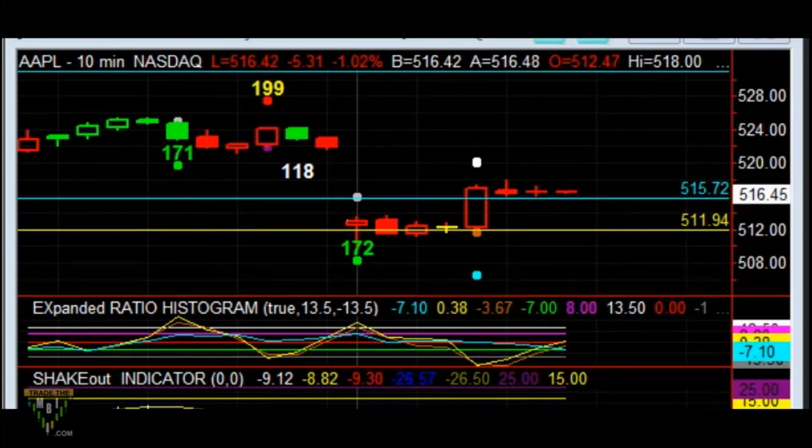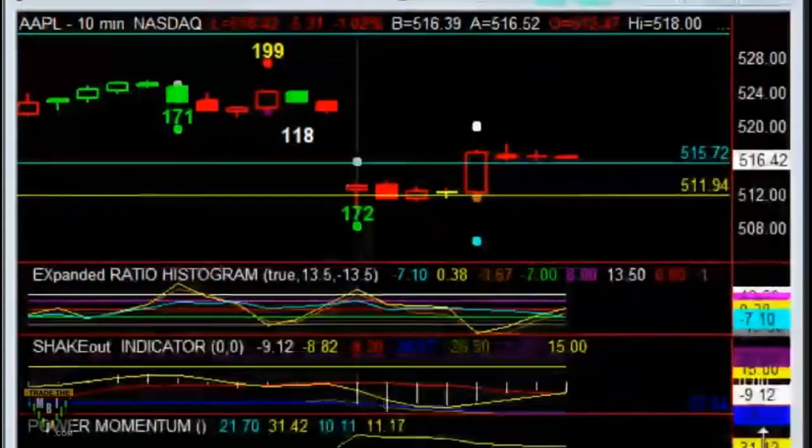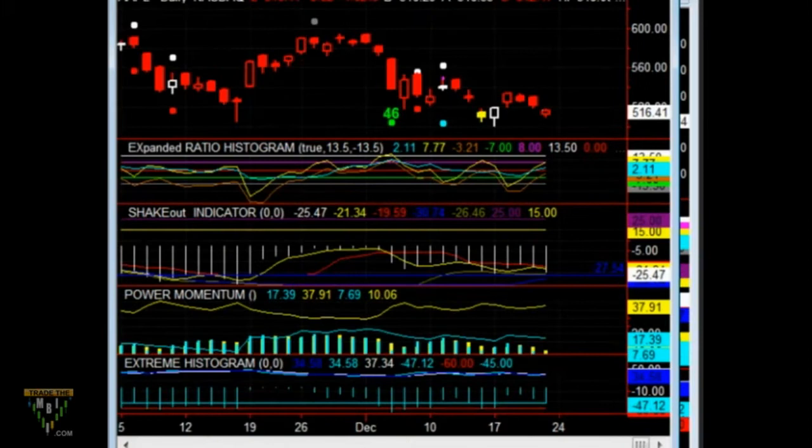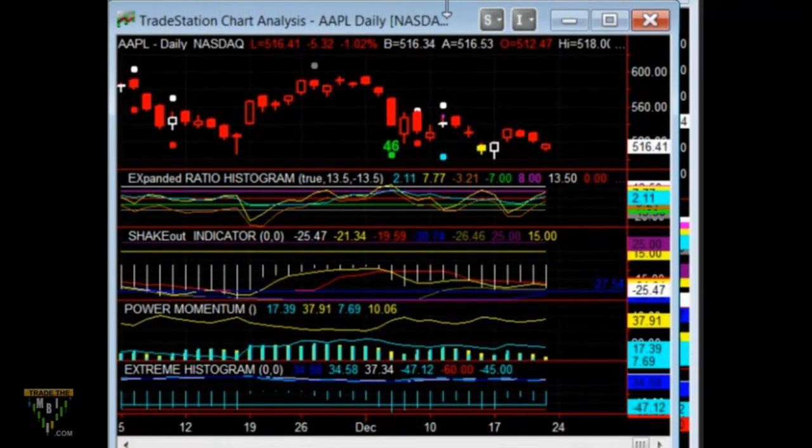Let's start with a couple of the daily charts here. I'm going to expand this a little bit so that we can begin to see it. Now this is live of Apple 10-minute chart, so we have that one going, but let's move on and take a look first at our dailies. I want to set some of these charts up so that everybody can see them.